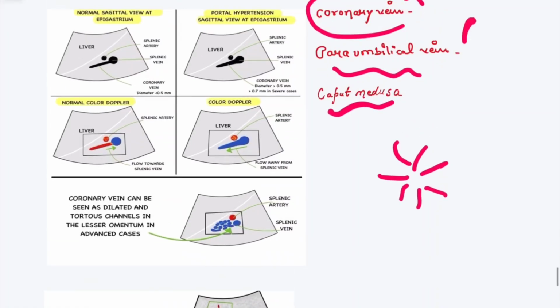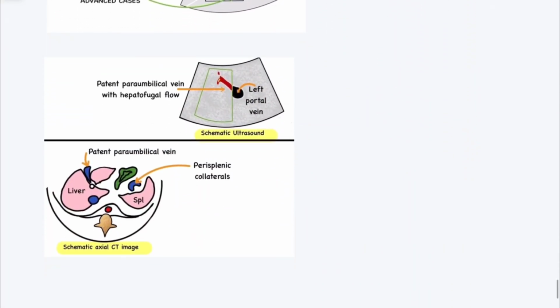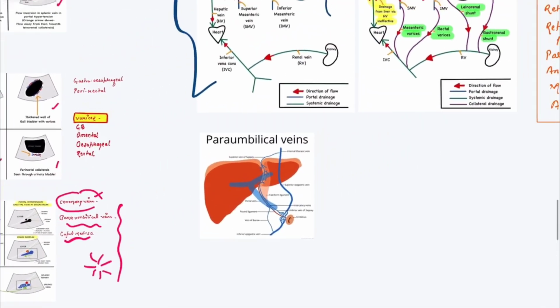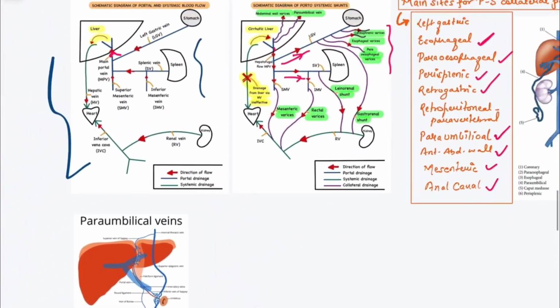All this is because of the opening of the portosystemic collaterals, the portosystemic shunts. Paraumbilical vein recanalization is a very specific feature for cirrhosis. So these are the collaterals.